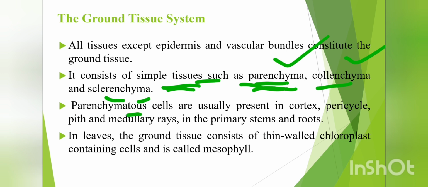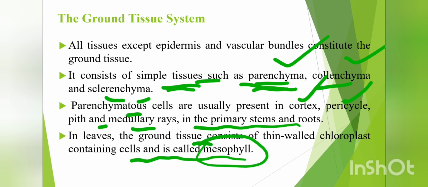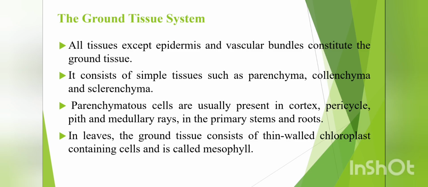Then parenchyma are usually present in cortex, pericycle, pith, medullary ray, and in primary stem and root. In leaves, the ground tissue consists of chloroplast containing cells called mesophyll cells. So it is all about your epidermal tissue system, ground tissue system, vascular tissue system, which are present in your plant. So in my next class, I will discuss what are simple tissues, what are complex tissues, what is meristematic cell and permanent tissue.